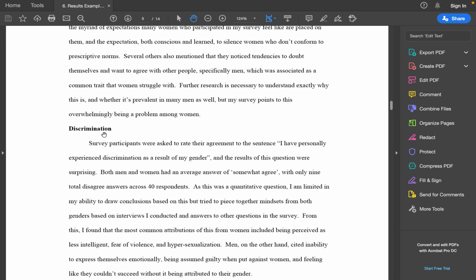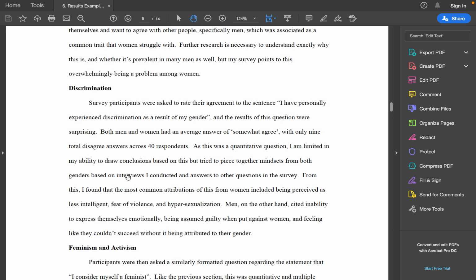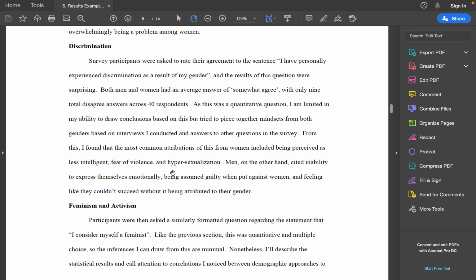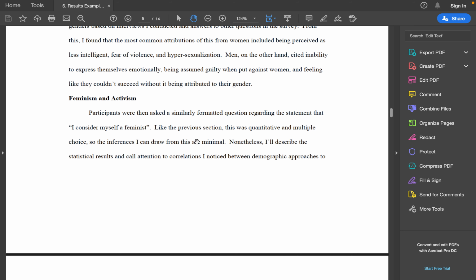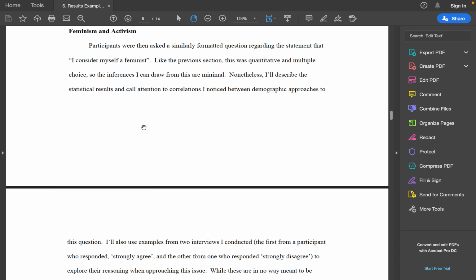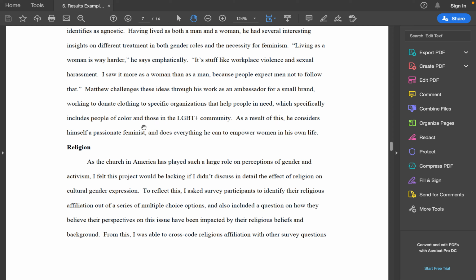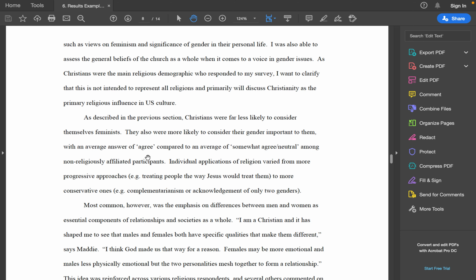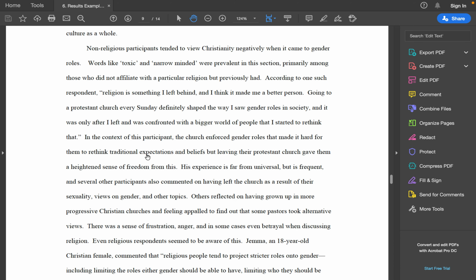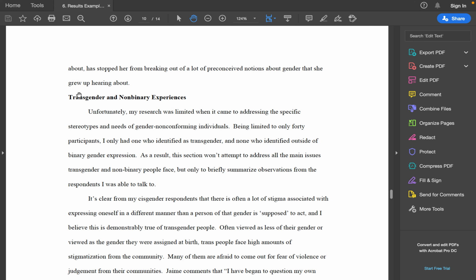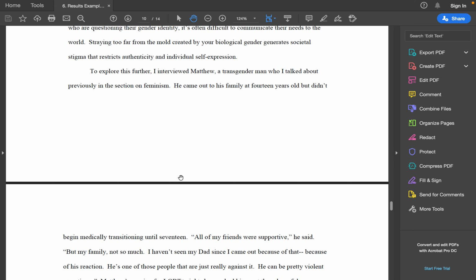Then there's another theme, discrimination, and then participant quotes. This is just a paragraph. So all the subsections don't need to be the same. Then there's feminism and activism. And then there's religion. All right, and that's probably it. Is that it? Nope. Transgender and non-binary experiences.